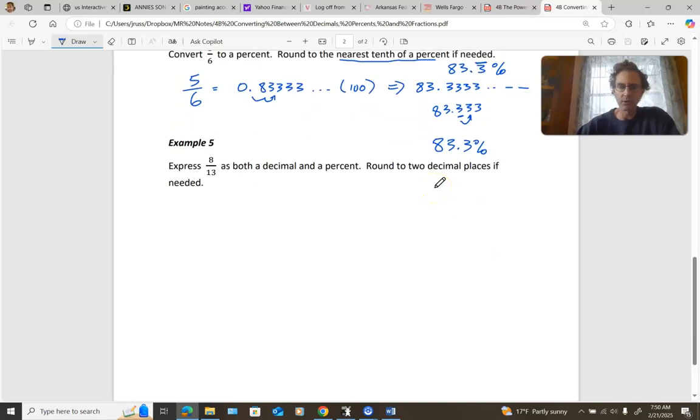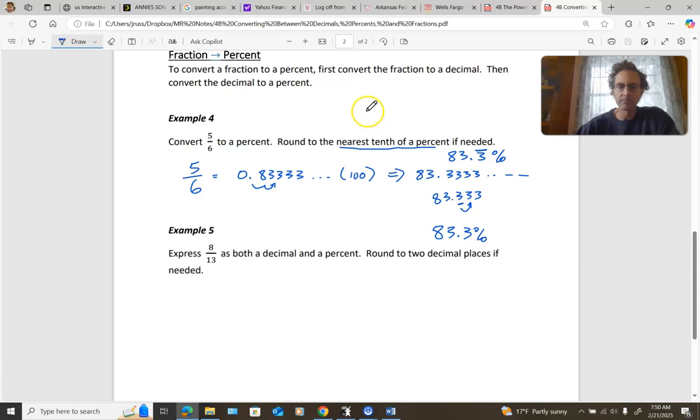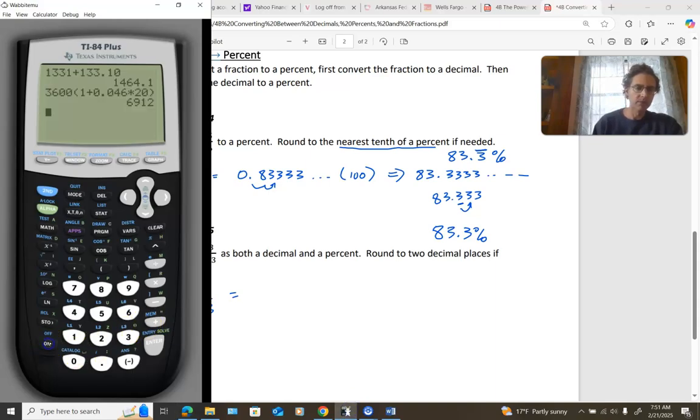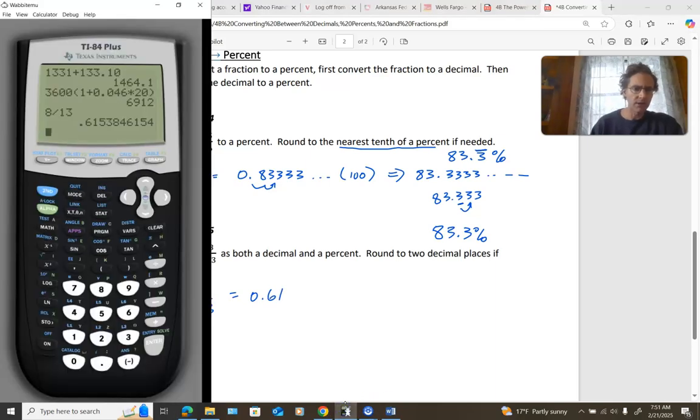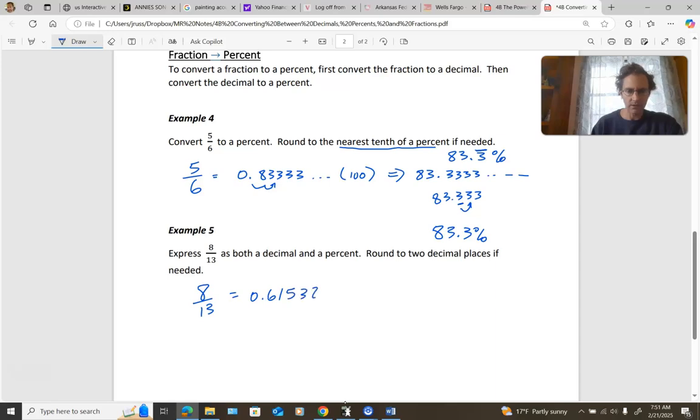All right, this is kind of a short little review here. And then example 5, we're doing both here. We're given this fraction 8/13, and we want to express it as both a decimal and a percent. And then it says round to 2 decimal places if needed. So I may have to use my calculator on this one. I'm just going to say 8 divided by 13, and let's carry this out to a few decimal places. 0.61538, probably enough.